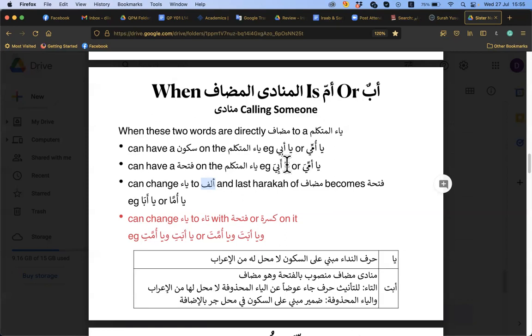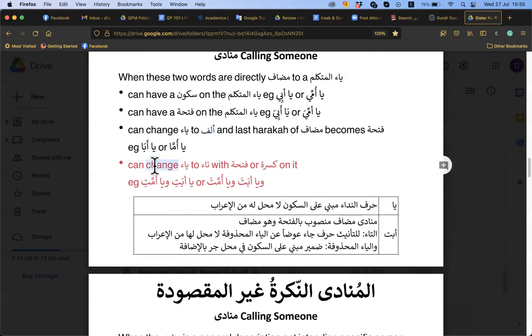Here also is still my dad, my mom, just that you don't see the ya mutakalim. Ya umma, ya abba, ya abati. The last one is the one in this ayah.